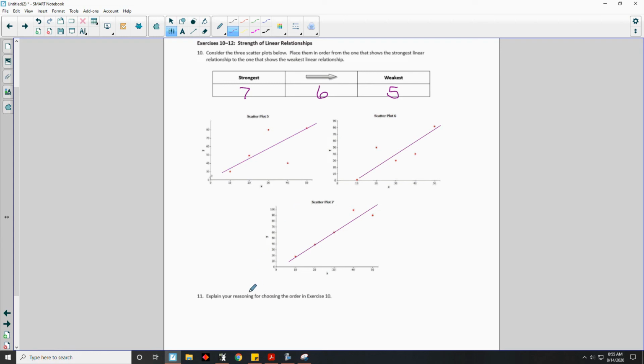Now 11 says to explain your reasoning for choosing the order in exercise 10. So I already explained my reasoning as I was doing this, but here it is in words. You should imagine there is a least squares line in each plot, which I did. The strongest linear relationship has the smallest sum of the squares of residuals, while the weakest linear relationship has the largest sum of the squares of the residuals.